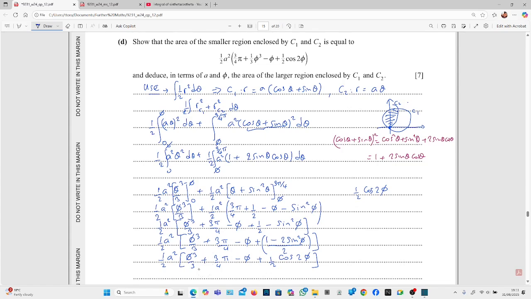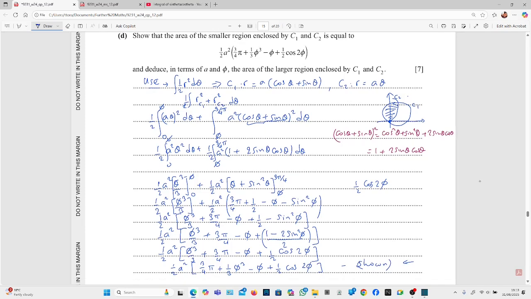Now let us see. So rearranging this, I have 3/4 pi, then plus 1/3 phi cubed, minus the phi over here, plus the half cos of 2 phi. So now that has been shown, and here we are for part D of the question.